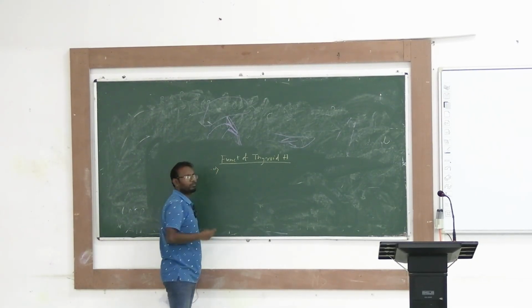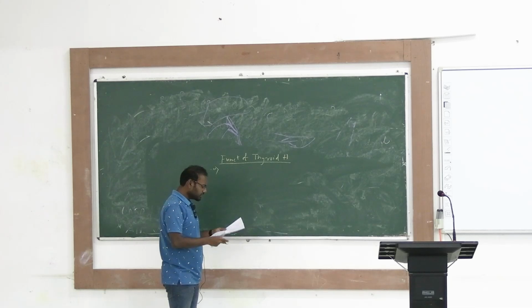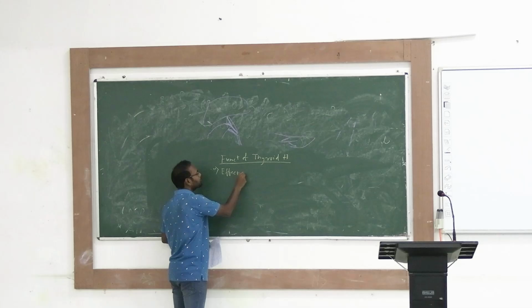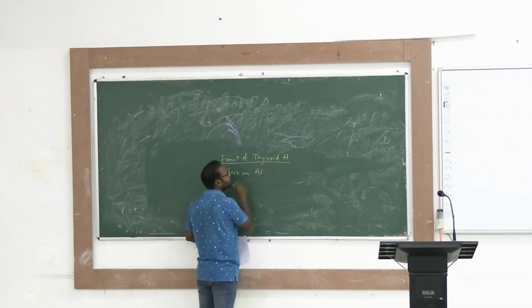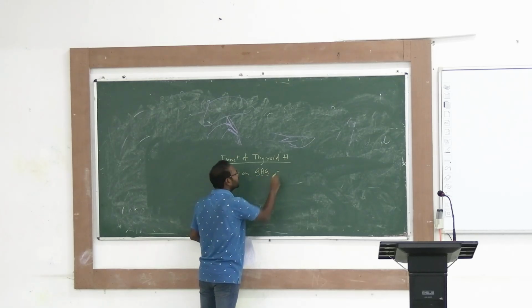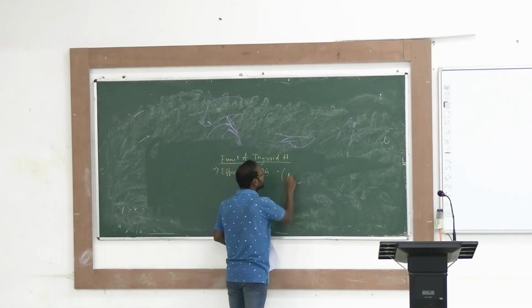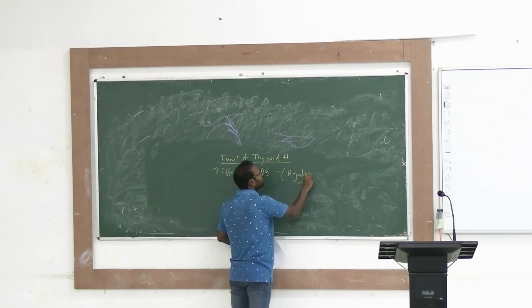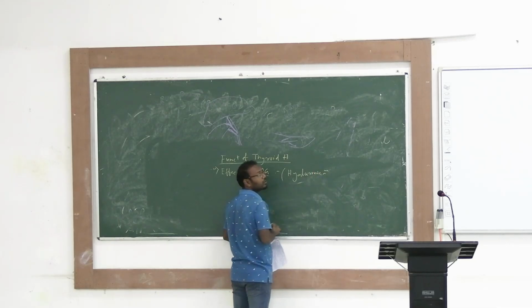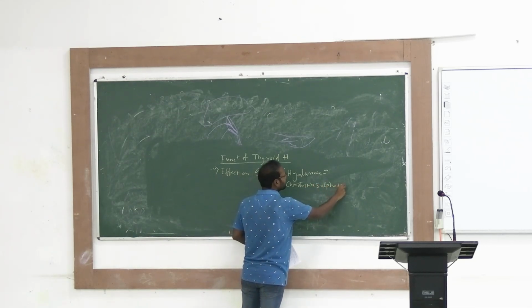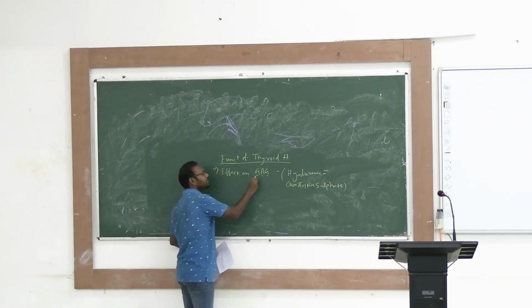Number 4, continuing from the previous day, is effect on glycosaminoglycans. That means GAG. Okay, what are some glycosaminoglycans? That is hyaluronic acid, chondroitin sulfate. So these are some glycosaminoglycans. Okay, they are specific substances.